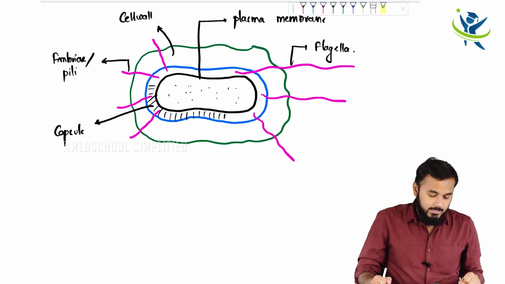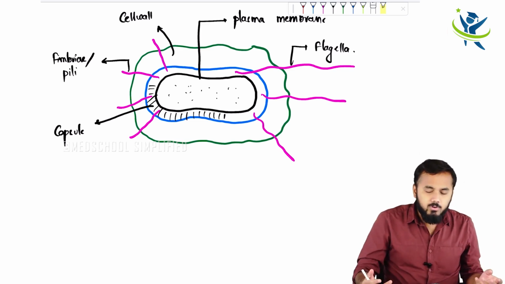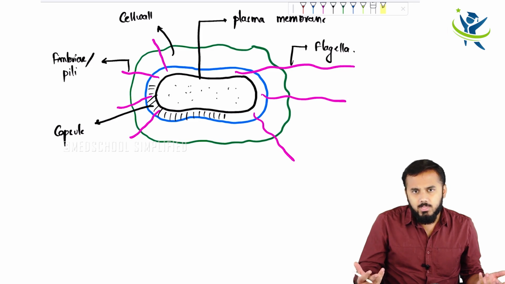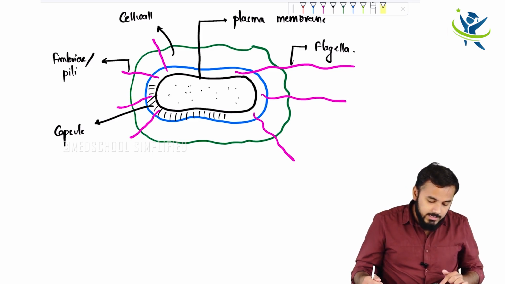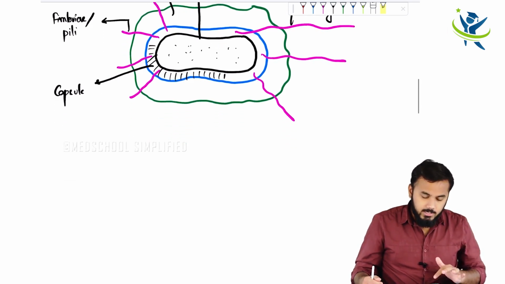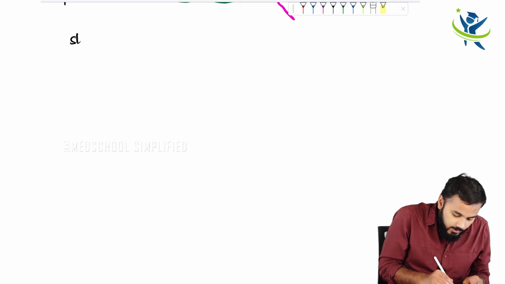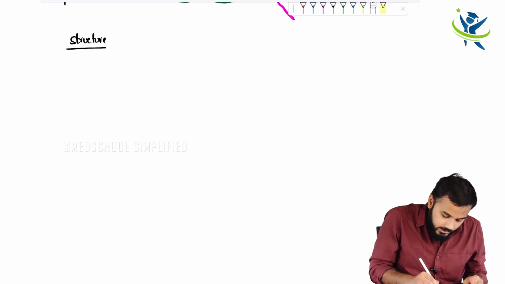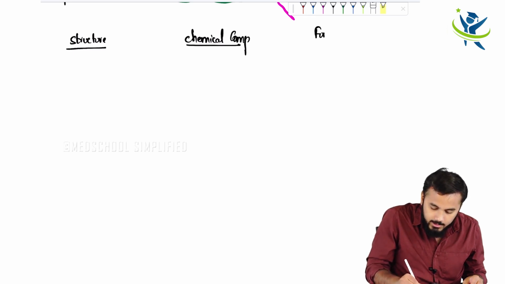Now, one important thing is these flagella, cell wall, capsule, fimbriae or pili: what are they made up of and what is their function? Why should we discuss them? Now let me go on to the next thing. For example, if we make a table, we write on the side the headings: structure, chemical composition, and function, right?